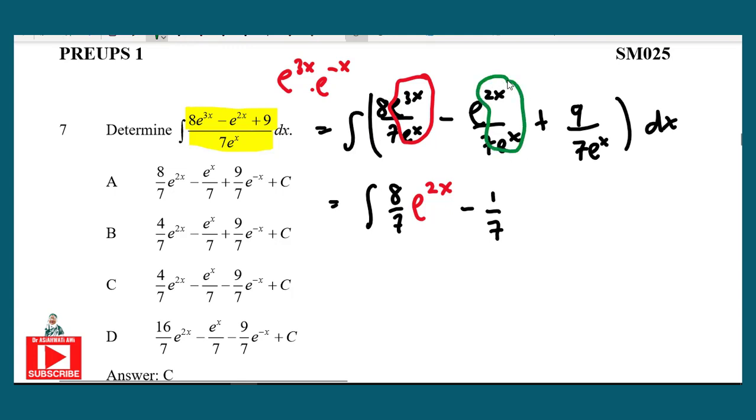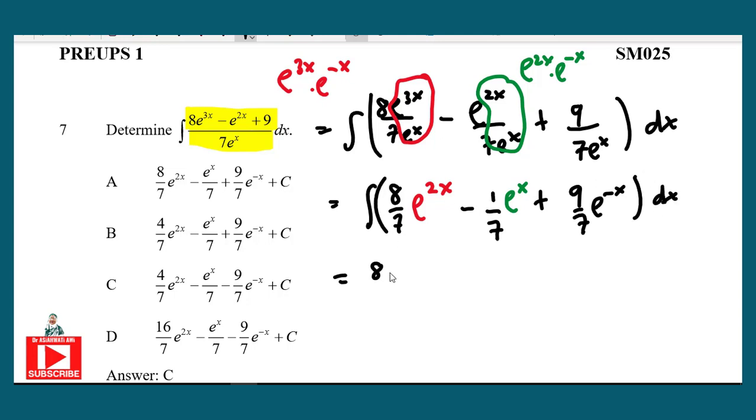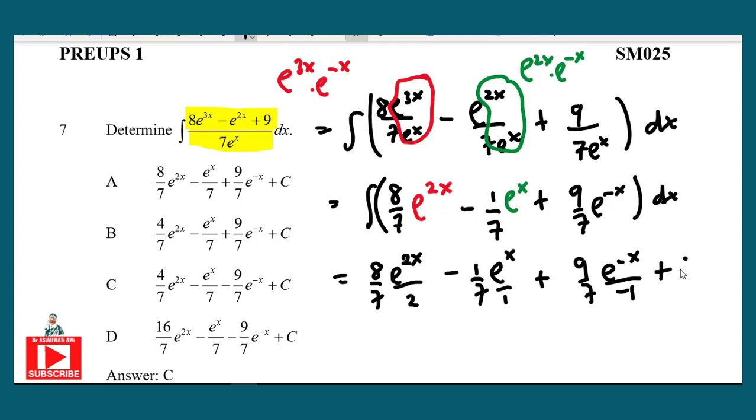Okay, this one, e power 2x times e power negative x. 2x minus x equals e^x, plus 9 over 7, bring up e power negative x. Then integrate 8 over 7 e power 2x over 2. Okay, the minus 1 over 7 e^x, this one 1 over 1. Okay, plus 9 over 7 e power negative x. Okay, so negative 1 plus c.